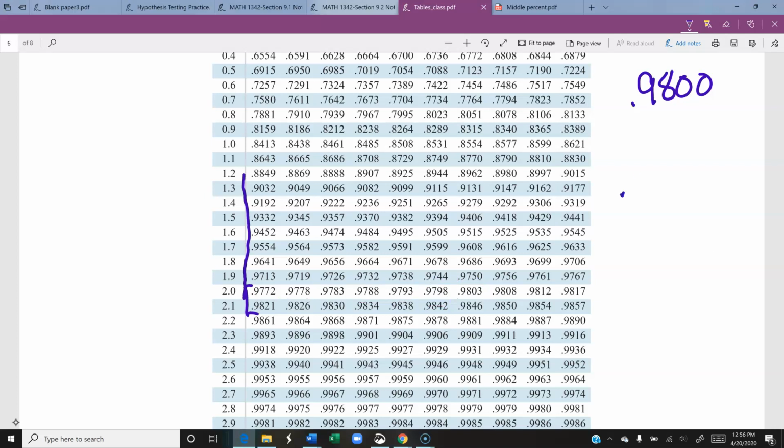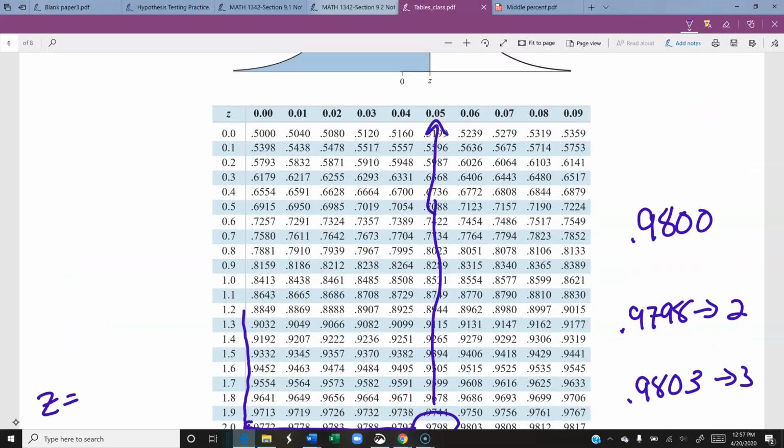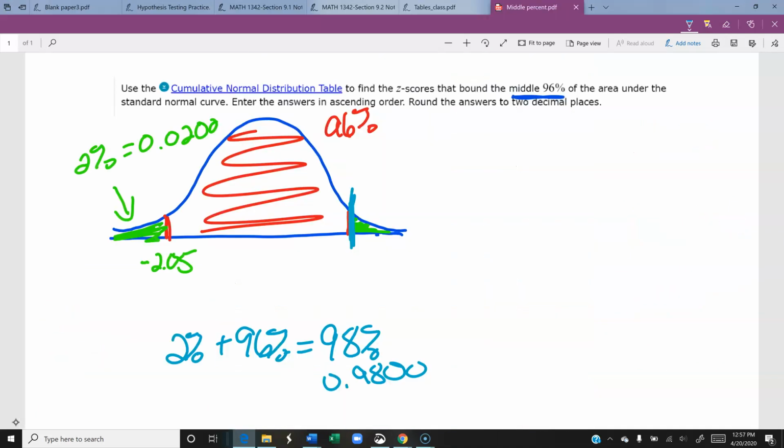and notice, okay, so a 0.98 would be between these two values. So I have a 0.9798 and a 0.9803. This one is 3 points away, whereas this one is only 2 points away. So I'm going to go to the one with only 2 points away, which is here. I'm going to follow it out. So that's a positive 2.0, and this is my z-score. And I'm going to follow it up, and I get a 5, a positive 2.05.